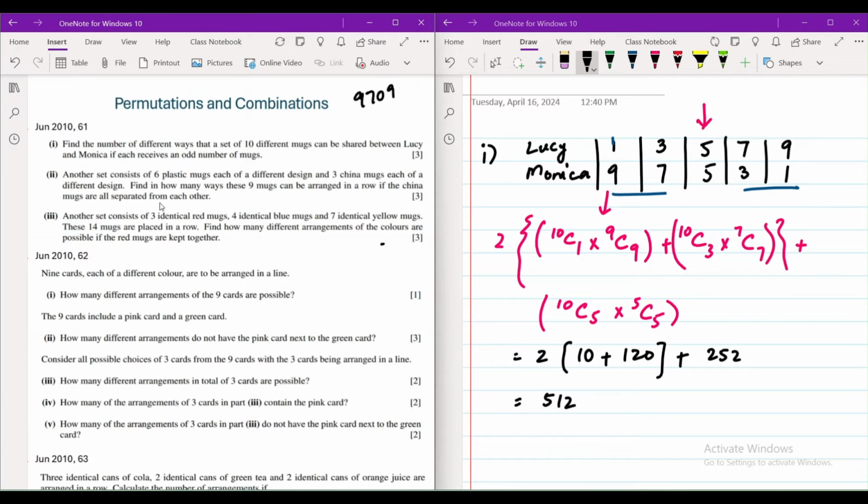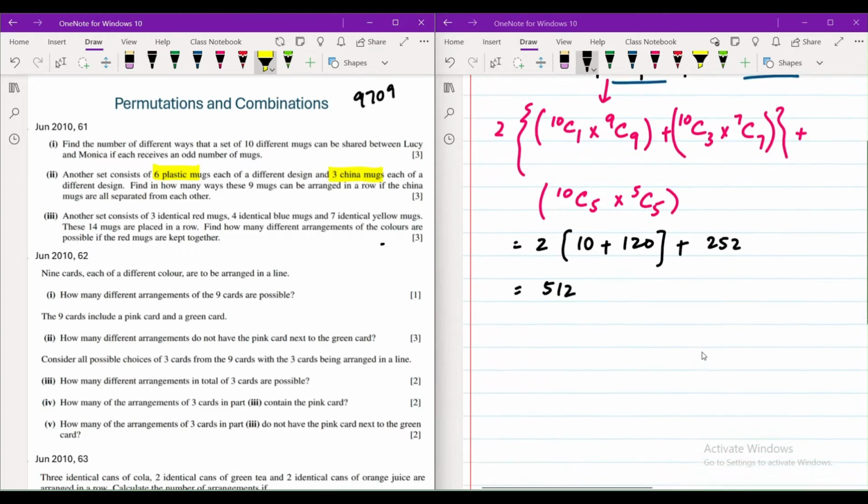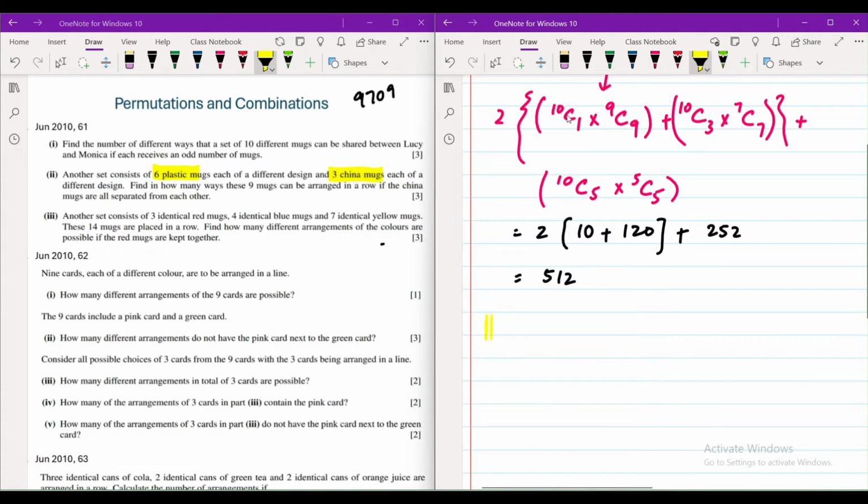Okay, all right. Another set consists of 6 plastic mugs, each of a different design, and 3 china mugs, each of a different design. That means they're all unlike objects. Find in how many ways these 9 mugs can be arranged in a row if the china mugs are all separated from each other. Okay, so now this is very important and this is very interesting. So the constraint is on china mugs, not on the plastic mugs, right?